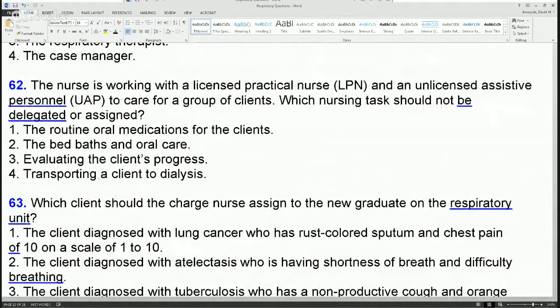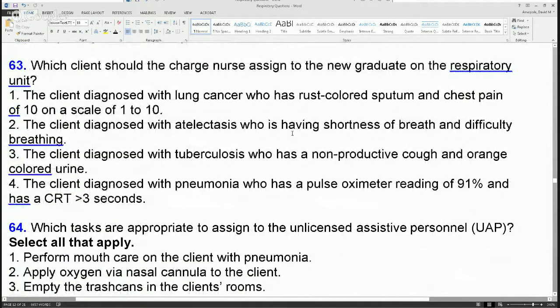Christy, the nurse is working with the LPN and unlicensed assistive personnel to care for a group of clients. Which nursing tasks should not be delegated or assigned? 3. Mm-hmm. Aaron, which client should the charge nurse assign to the new graduate on the respiratory unit?